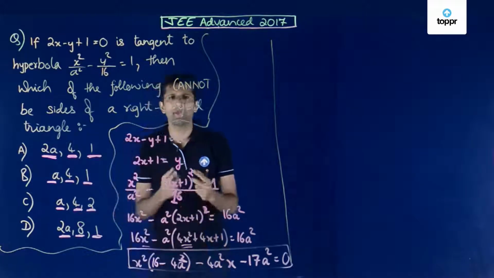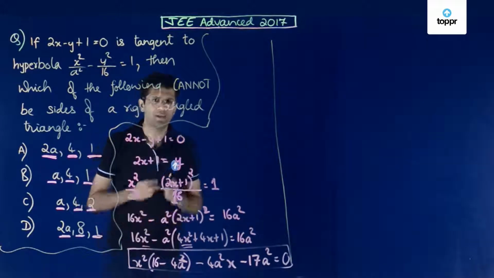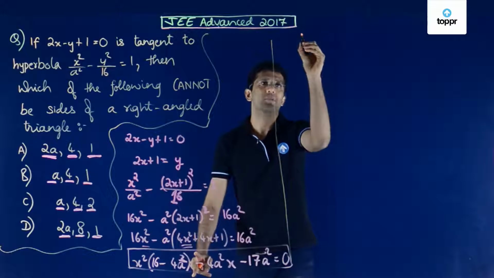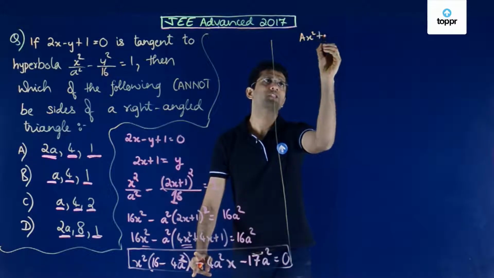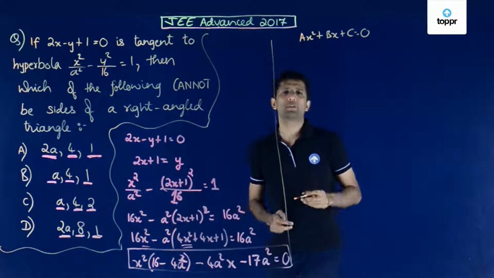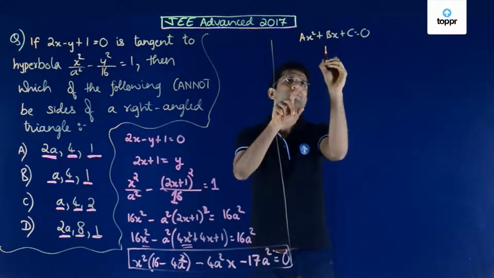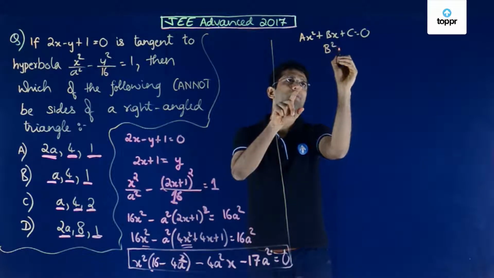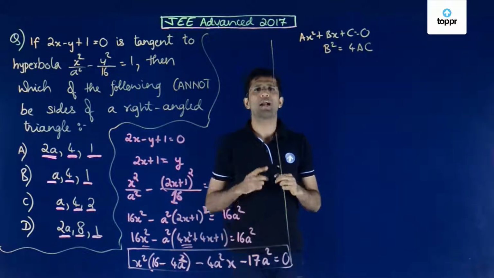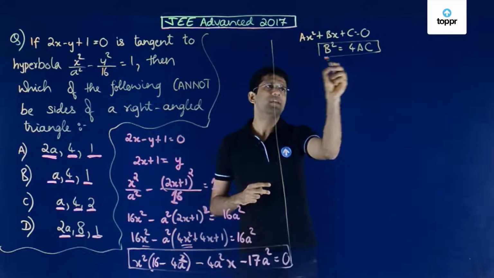That is, one root will be repeated, and so 2 distinct roots will not be obtained for this quadratic equation. And so the condition is this: suppose we have a quadratic equation of the form ax square plus bx plus c is equal to 0, and suppose such a quadratic equation has 2 equal roots, then this should imply that b square should be equal to 4ac. So the condition for a quadratic equation to have equal roots is that b square should be equal to 4ac.